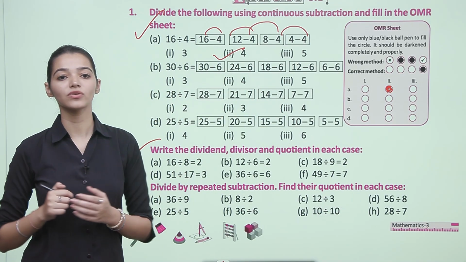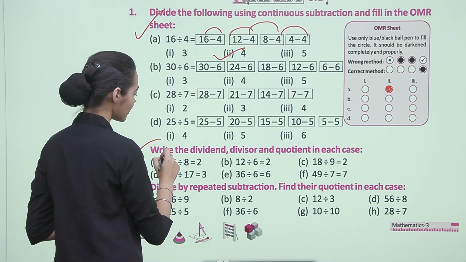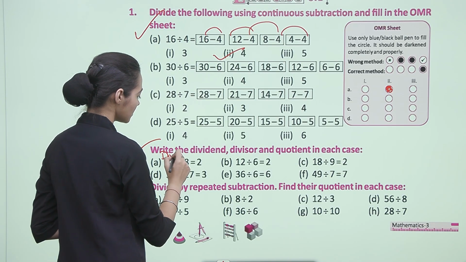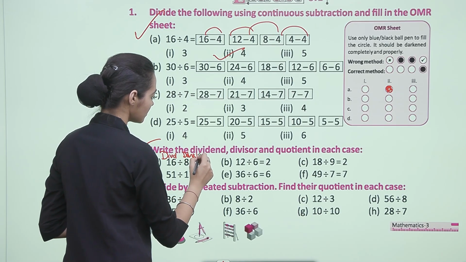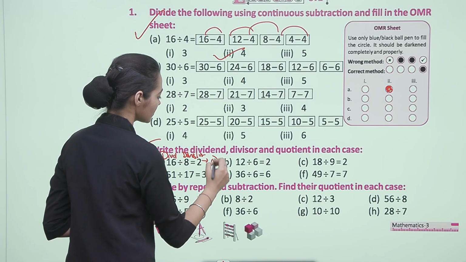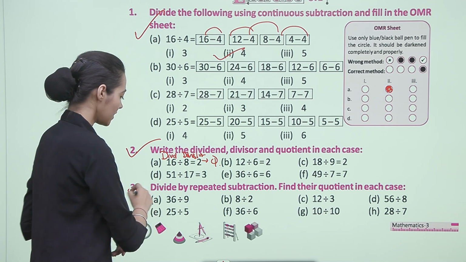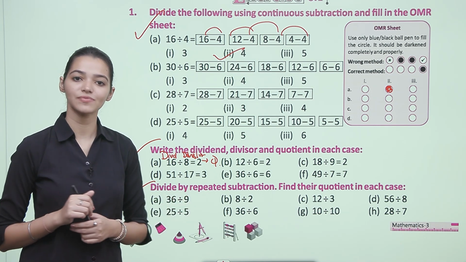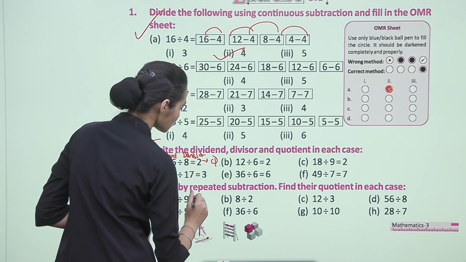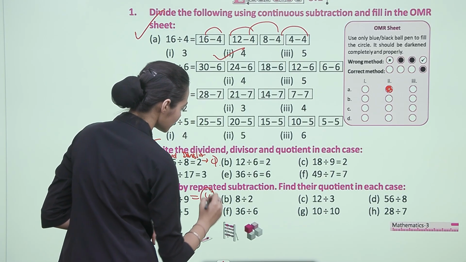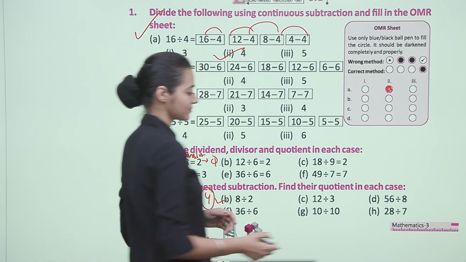Now in this one we have to write the dividend, divisor and quotient in each case. So this is our dividend, this is our divisor and this is our quotient. That's how you can complete the remaining parts. In the next one, we have to divide by repeated subtraction and find their quotient in each case. 36 divided by 9 is equal to, very good, 4 is our correct answer. That's how you can complete the remaining parts.